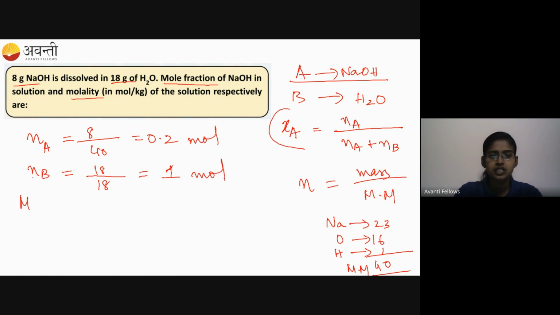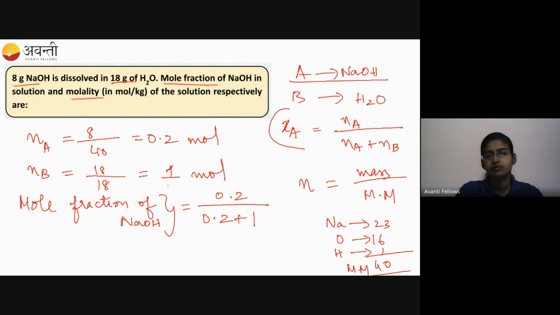So, the mole fraction of sodium hydroxide is equal to Na, 0.2 divided by 0.2 plus 1. Okay, it will be equal to 0.2 divided by 1.2. Okay, so this will give us the value. This is the mole fraction. And then we have to find out the molality. So what is the formula to find out the molality? Number of moles of solute divided by mass of solvent in kilogram.